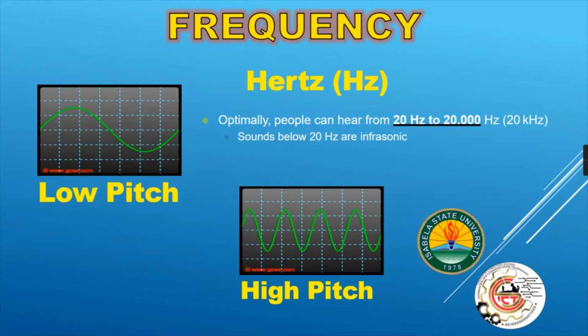Sounds below 20 Hz are infrasonic. Infrasonic means vibrational or stress waves in elastic media having a frequency below those sound waves that can be detected by the human ear. Sounds above 20 Hz are ultrasonic. Ultrasonic means vibration of frequencies greater than the upper limit of the audible range for humans, that is greater than about 20 kilohertz.